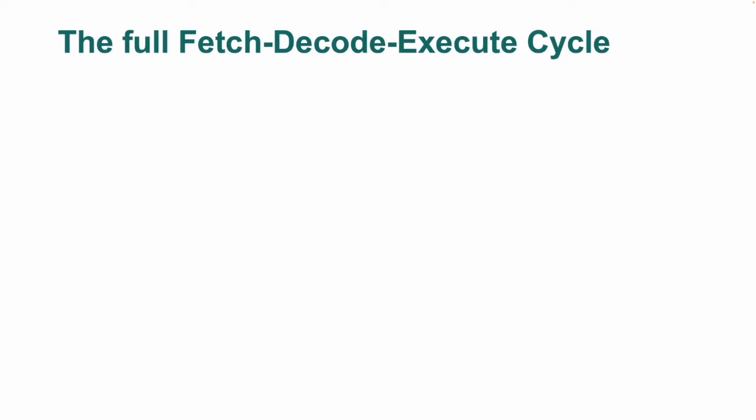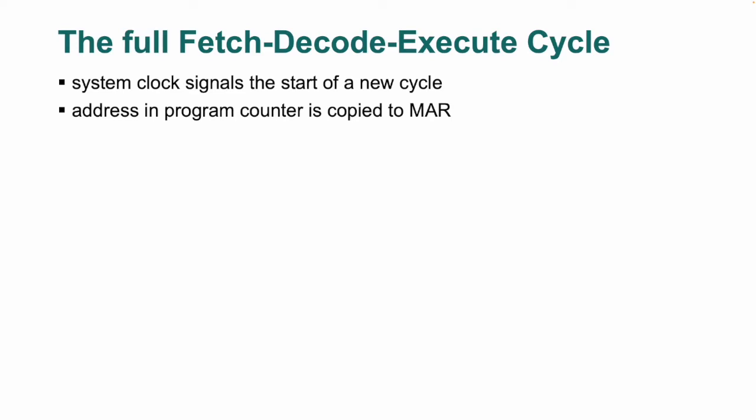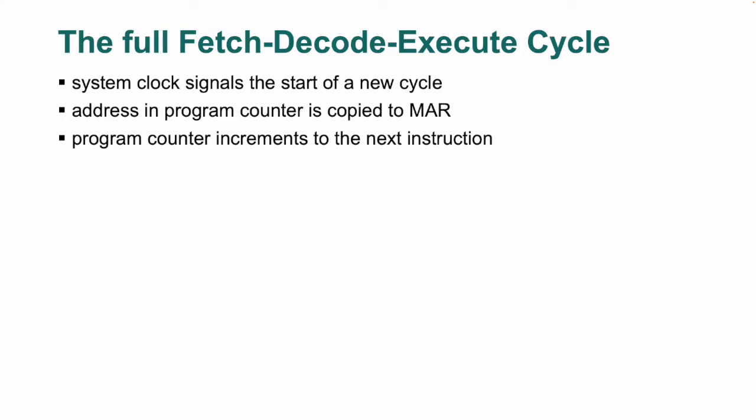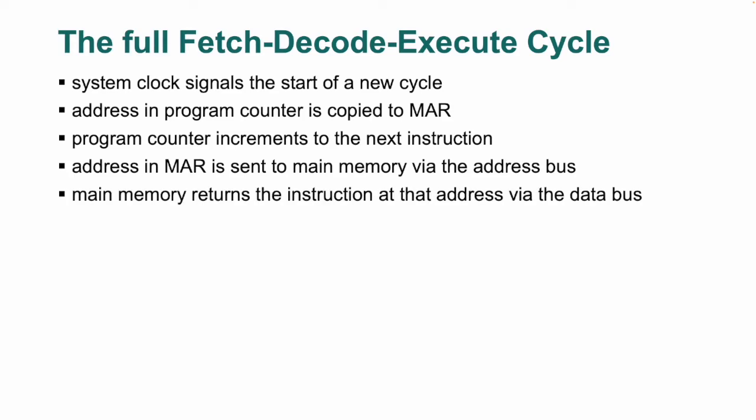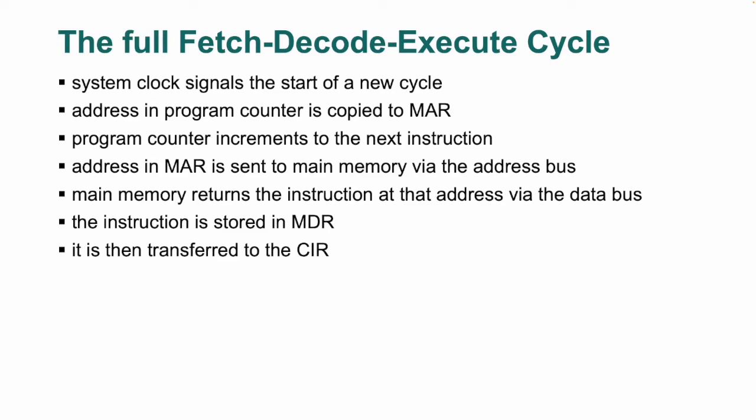Let's review the full Fetch-Decode-Execute cycle and see if you can remember all the steps. First step, system clock sends a signal that the cycle is about to start. Second step, the address in the program counter is copied to the memory address register. Then the program counter increments +1 to the next instruction's address. The address in the MAR is then sent to main memory via the address bus. Main memory does a lookup and then returns the instruction at that address via the data bus back to the CPU. When it hits the CPU, it gets stored in the memory data register, the MDR. Then it gets transferred to the current instruction register, the CIR.